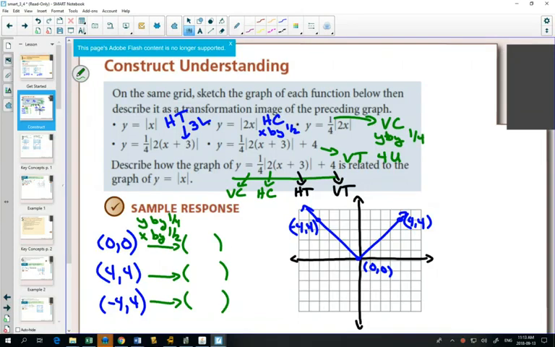And then we'll have a second arrow where we will do all of our translations. So in this case, we have a translation of 3 to the left and 4 up.